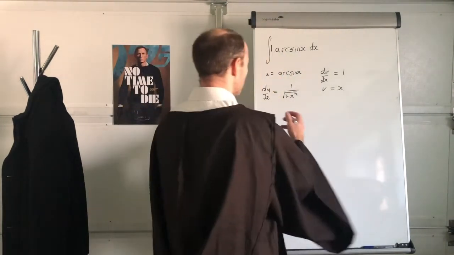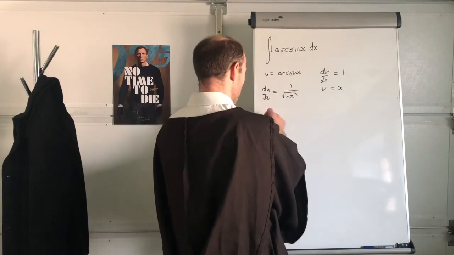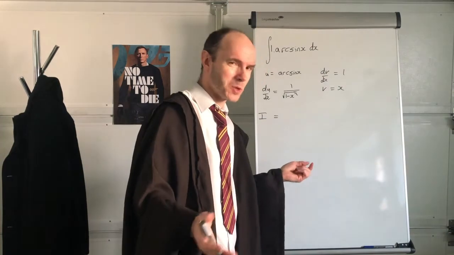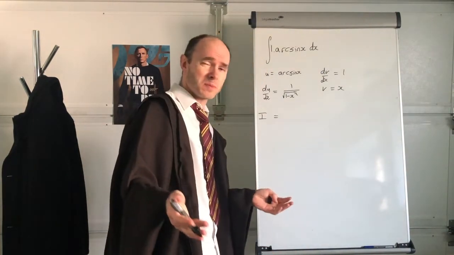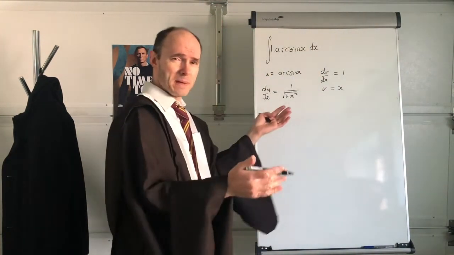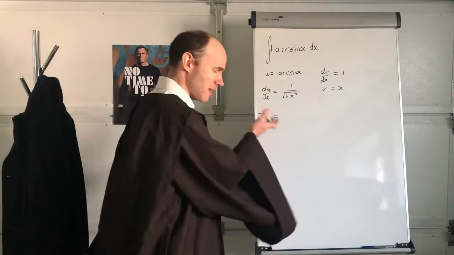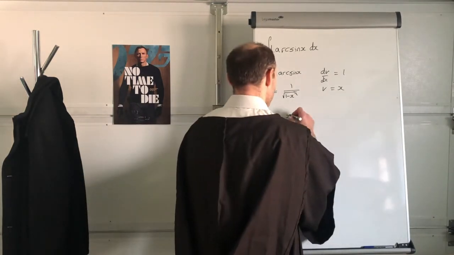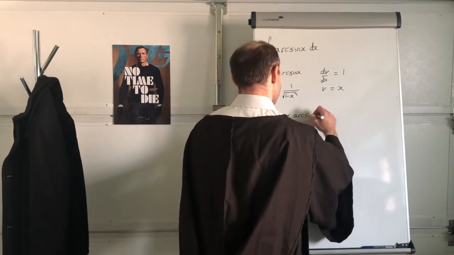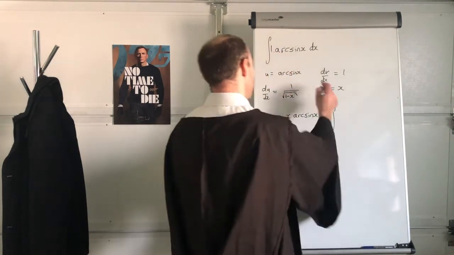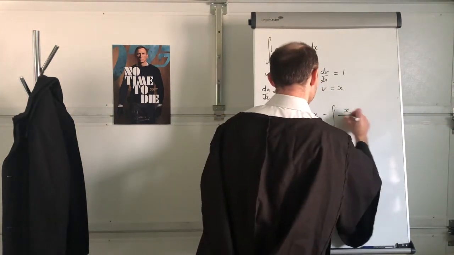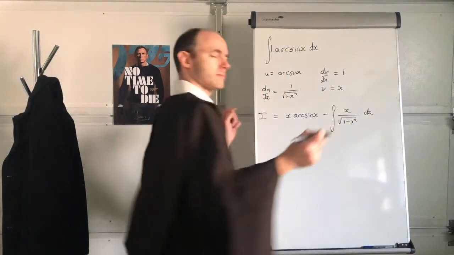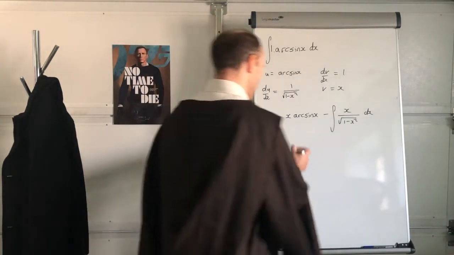Okay. So let's just work this out then. So that integral, let's just call it I because, well, don't panic. This is not a reduction formula. Do not panic. How do we know it's not a reduction formula? Because there's no awkward powers there. There's no higher powers. There's no n there. So I equals uv, which is that times that, x arcsine x, and then subtract the integral of v du/dx, x over root 1 minus x squared dx. Okay, and that's fairly simple, isn't it?